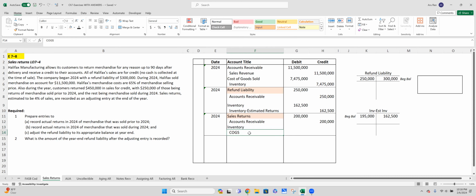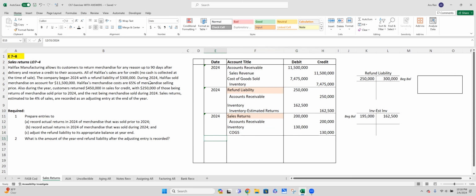But again, here the difference is because the books are not closed for the current year, I credit cost of goods sold. Here I credit inventory, estimated inventory, because I had planned for that from last year. 65% of 200,000 is the number that we use here. That's 130.